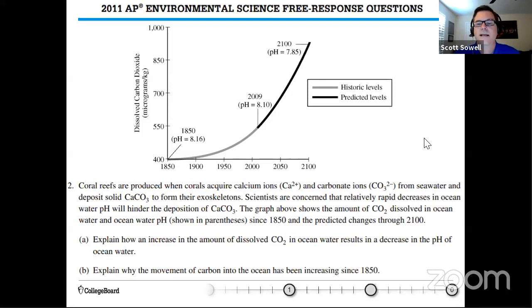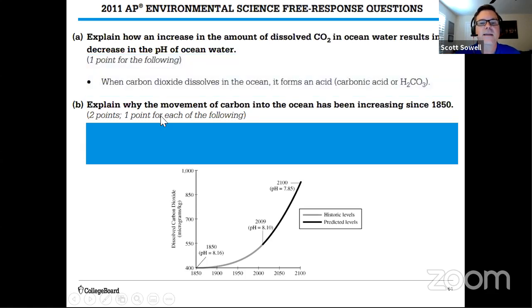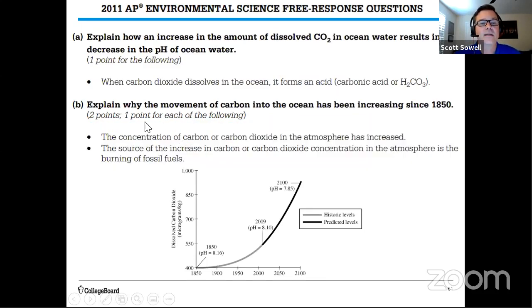Okay, looking at the time, it looks like I'm running a little short, so I'm going to cut your time a little bit. The first question said, explain how an increase of dissolved CO2 results in a drop in the pH. So we're looking for a statement like, when carbon dioxide dissolves in the ocean, it forms carbonic acid. Why is this happening? The concentration of carbon dioxide in the atmosphere is increased because of things like burning fossil fuels.